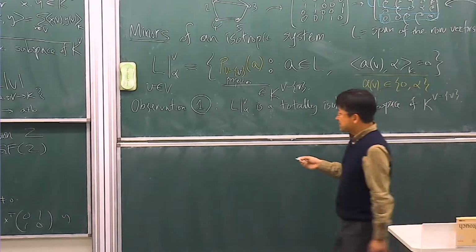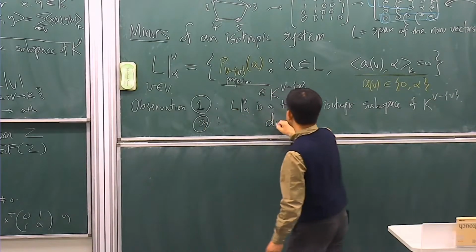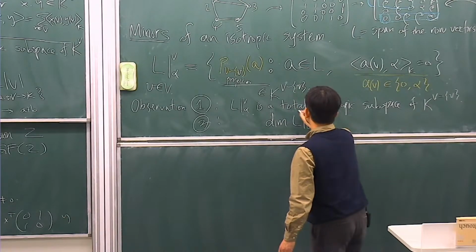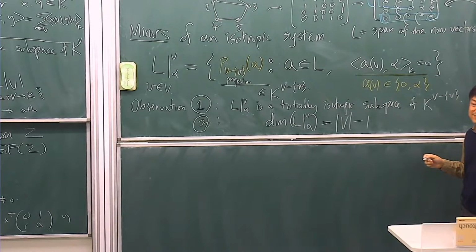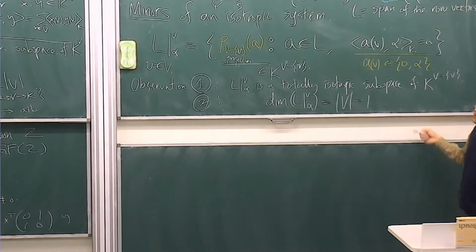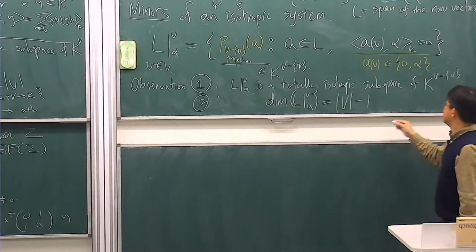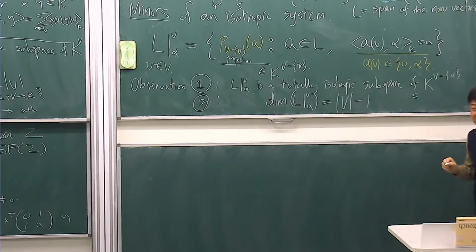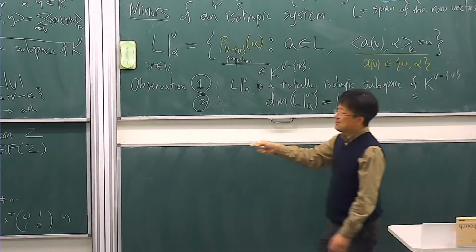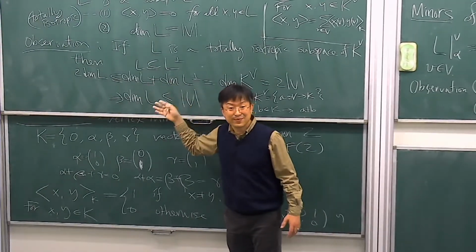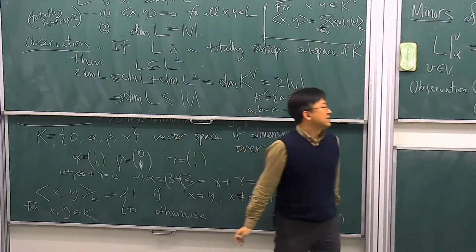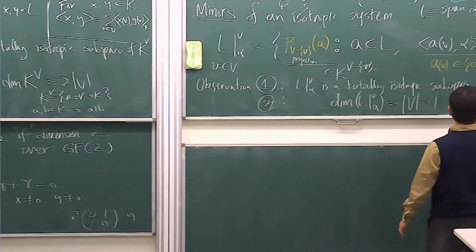And the second observation is about the dimension, which is exactly what we wanted. Why? The upper bound is easy, because for totally isotropic subspaces you always have an upper bound: the dimension is at most half of the dimension of the whole space. So that's the upper bound. What about the lower bound?